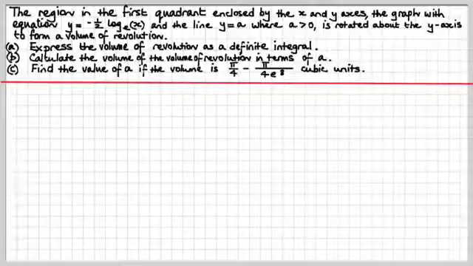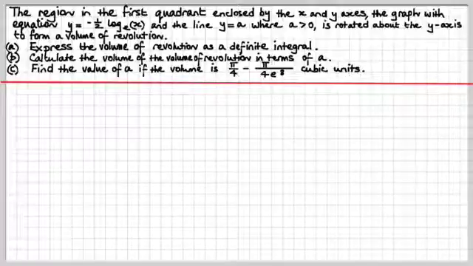The region in the first quadrant enclosed by the x and y axes, the graph with equation y equals minus a half log of x base e, and the line y equals a, where a is positive, is rotated about the y-axis to form a volume of revolution. In part A, express the volume of revolution as a definite integral. In part B, calculate the volume of the volume of revolution in terms of a. And finally, in part C, find the value of a if the actual volume is pi over 4 minus pi over 4e to the 8th cubic units.